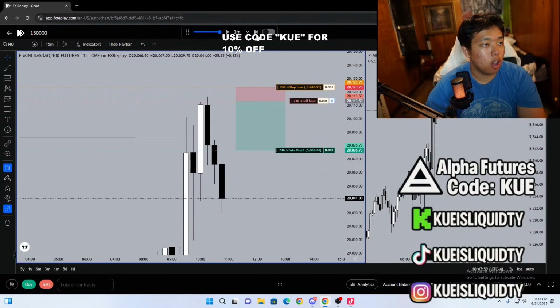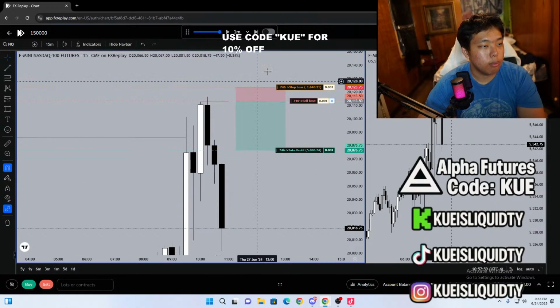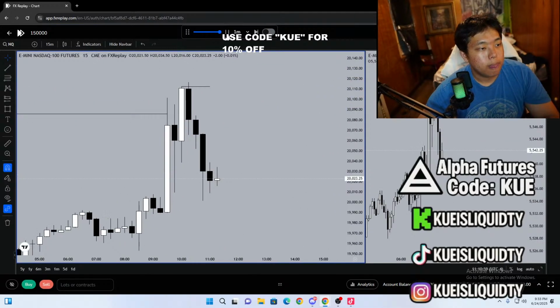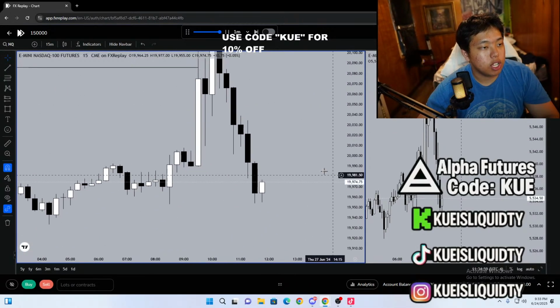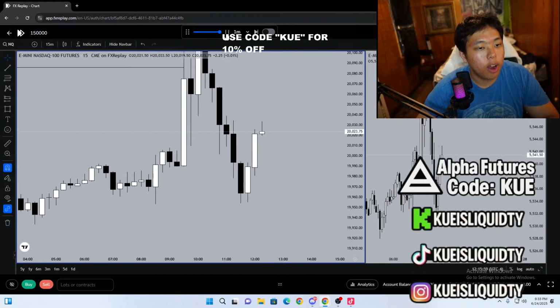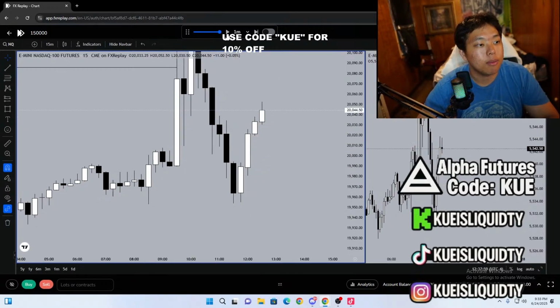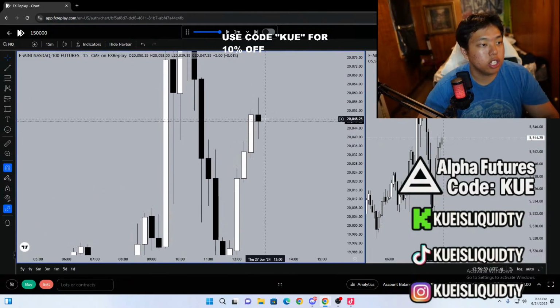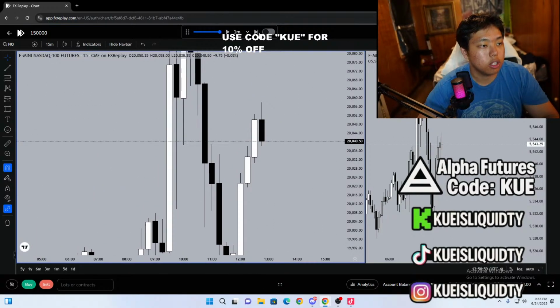So we end up just dumping lower. Let's keep waiting here. Yeah, so we just end up dumping. See, look, I'm able to shift my bias to the right direction now. About time, right? So if this candle closes bearish, I'll look for shorts here.